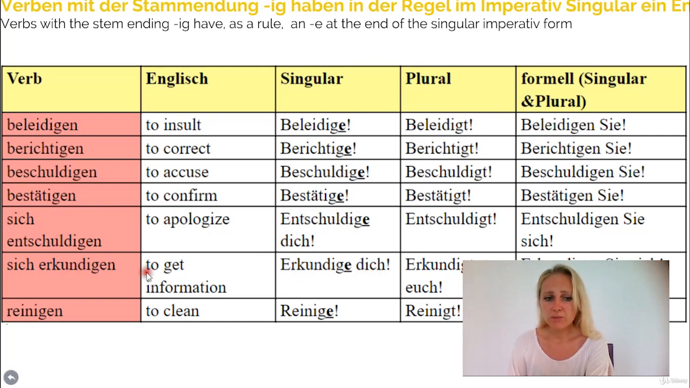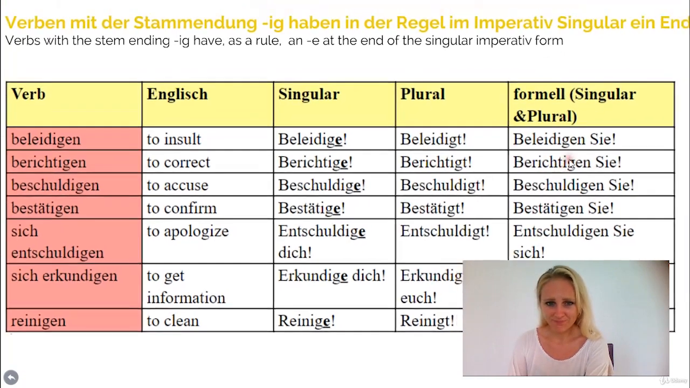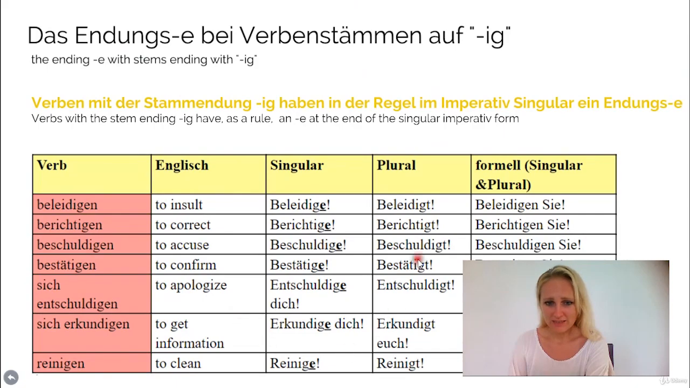You have to apologize. Erkundige dich. Sich erkundigen means to get information. Erkundige dich means like get yourself information, let's say. And reinigen means to clean. Here you also have to say reinige. Here the conjugation stays exactly the same as for the personal pronoun ihr. Okay, and here the plural, the formal singular and plural form is also the same. You just have to use the same conjugation for that. Okay, so please study those.